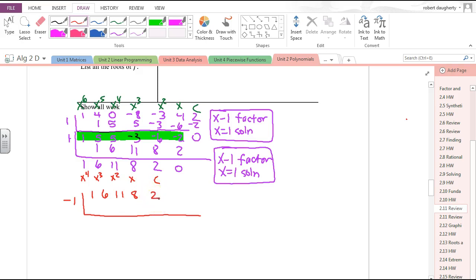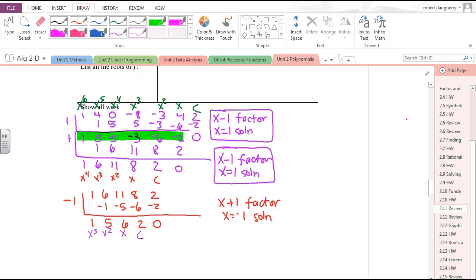Okay? So bring down the 1. That gives me negative 1, 5. Multiply here, and I get 6. This gives me a 2, negative 2, and 0. So that means that x plus 1 is a factor. x equal negative 1 is a solution. Okay? Now, I've got this down to this is x cubed, x squared, x, and constant.